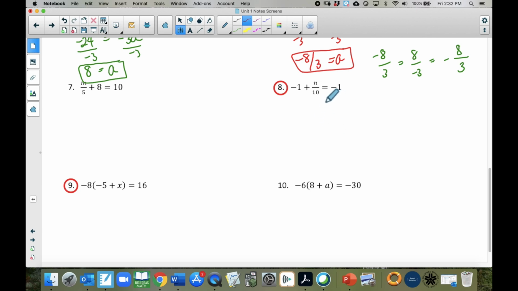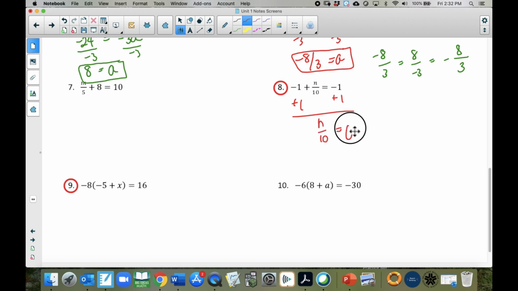Okay, combining like terms or distributing? Nope, don't have any of that. Next thing, adding or subtracting? Yep, we have a negative 1. I need to add that 1 to both sides. Adding because it's the negative sign. The positive goes with the n over 10. The negative goes with the 1. All right, so we're going to add that, and we're going to bring down n over 10.